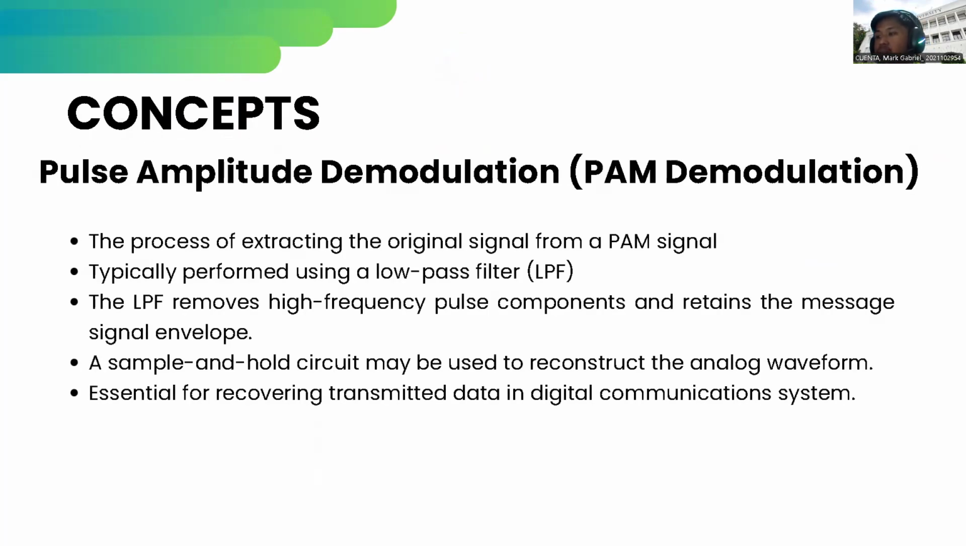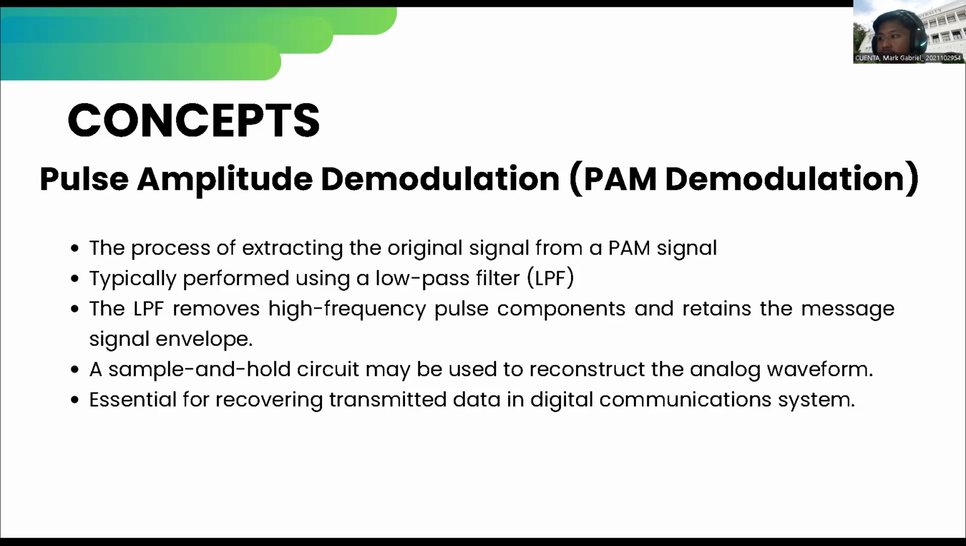Pulse amplitude demodulation is the process of extracting the original analog information from the received modulated pulse signal. Several methods can be used to achieve this, depending on the system's complexity and noise conditions. One of the common approaches is envelope detection, which uses a low-pass filter to trace the outer boundary or envelope of the PAM signal, effectively recovering the original waveform.